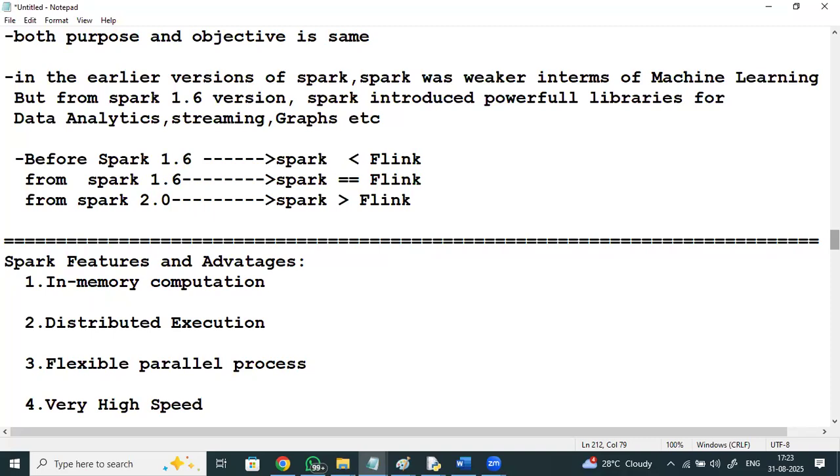So even if you see the salary package for this PySpark, it is 1.5 times more than any other technologies. It has got a great demand. Very high speed processing, which processes huge data in quick time. So it is providing many inbuilt functionalities, many functions provided for performing this.